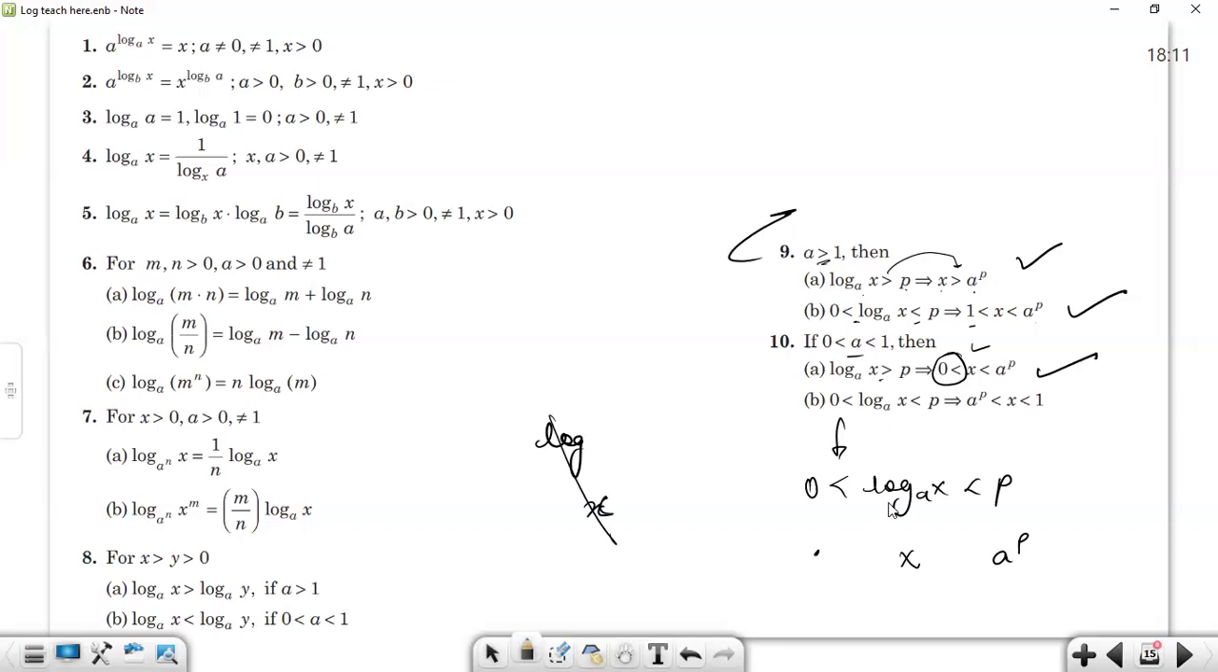A raised to power 0 becomes what? 1. Yes. And now a is less than 1 and more than 0, like a is lying between 0 and 1. So the inequality sign will reverse. So this will be our answer solution here. And it is the same which is written over here. Understood?